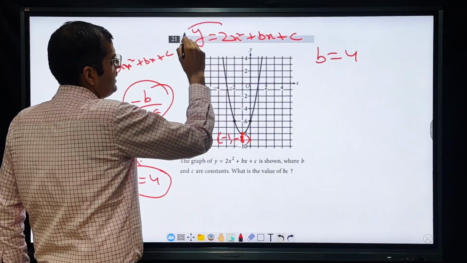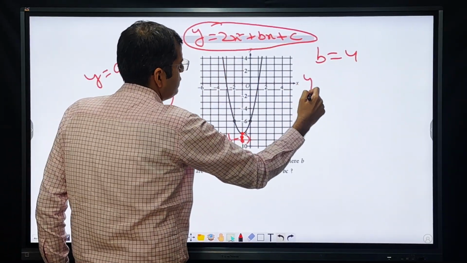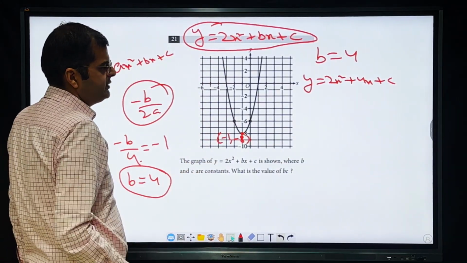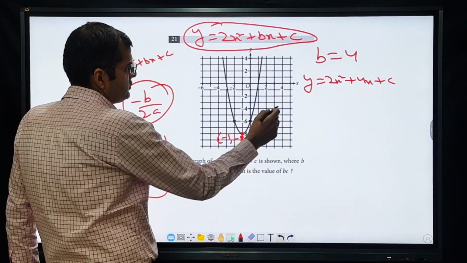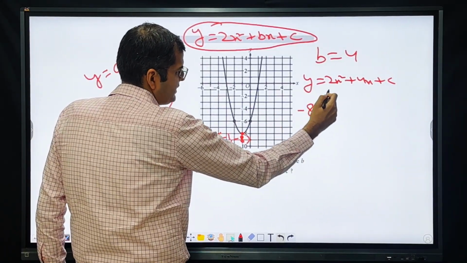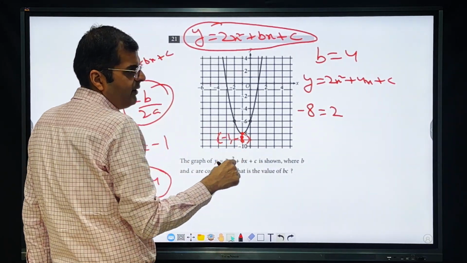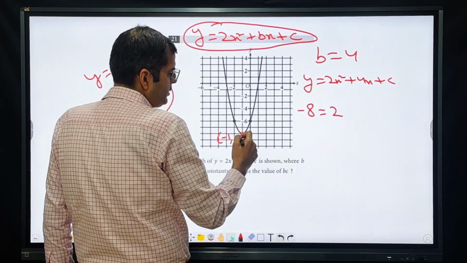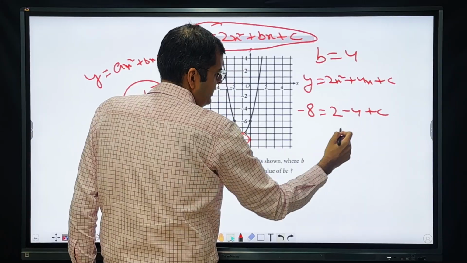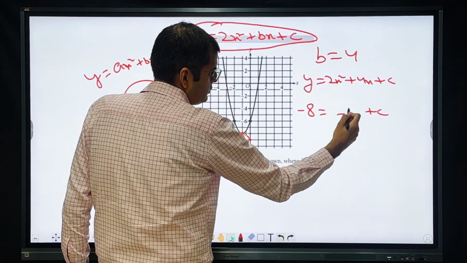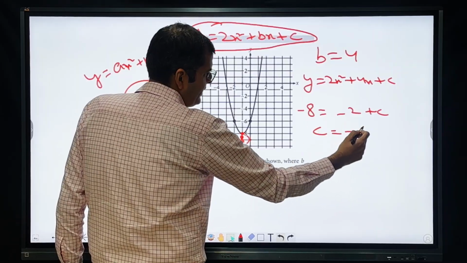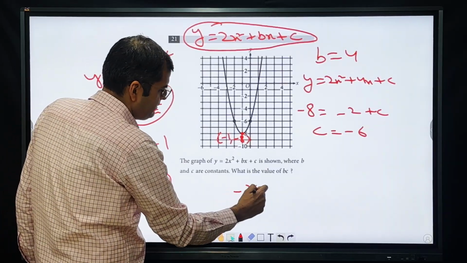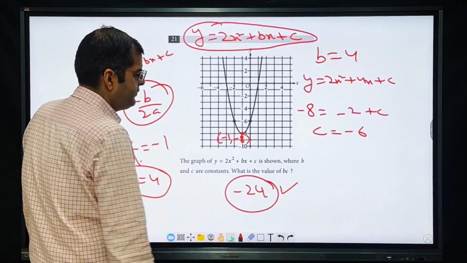Now in this quadratic, I will put b also. This becomes y is equal to 2x square plus 4x plus c. Now this goes through -1 and -8. So y is -8 when x is -1. So -8 is equal to 2 times square of -1. Square of -1 is 1 only, so it is 2 times 1, which is 2, plus 4 into -1, that is 2 minus 4 plus c. So 2 minus 4 is -2. This is -2 plus c, so c is equal to -6. So b is 4 and c is -6. What is the value of bc? 4 into -6, which is -24. -24 is the right answer here.